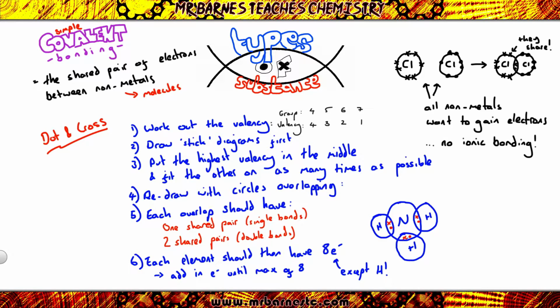So you can see for my nitrogen here, I've got 6 electrons. I need 2 more to give me my 5 crosses. Nitrogen should have 5 crosses because it's in group 5.